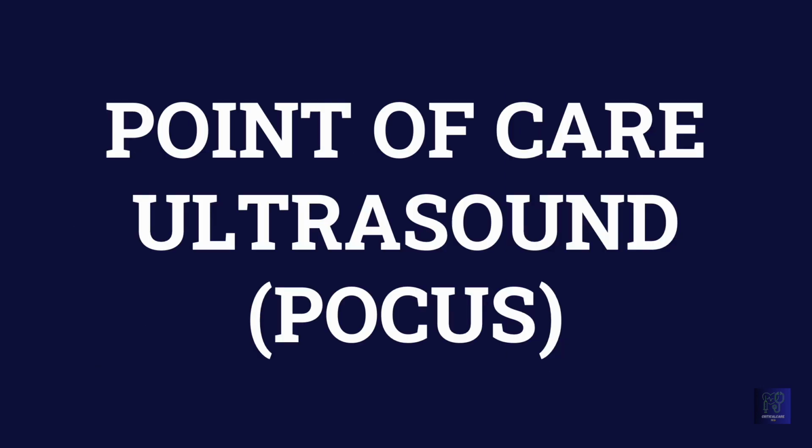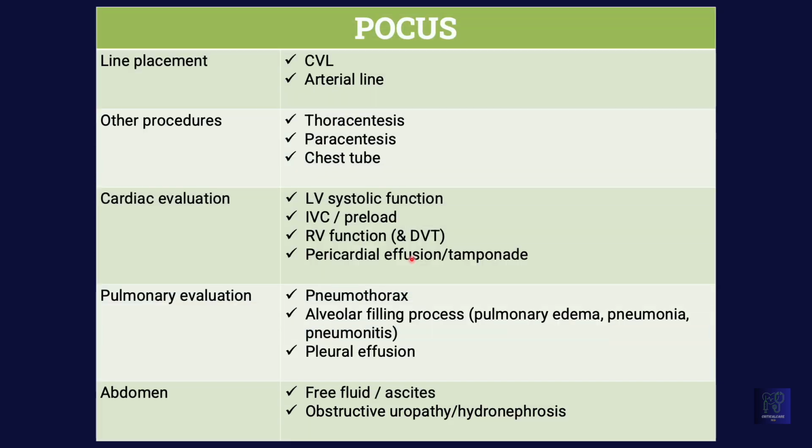The use of point of care ultrasound has exponentially increased in the ICU over last several years. POCUS has several important roles in ICU. Use of ultrasound for placement of central venous line is considered standard of care. It is also commonly used for other procedures like arterial line, thoracentesis, chest tube, and paracentesis.